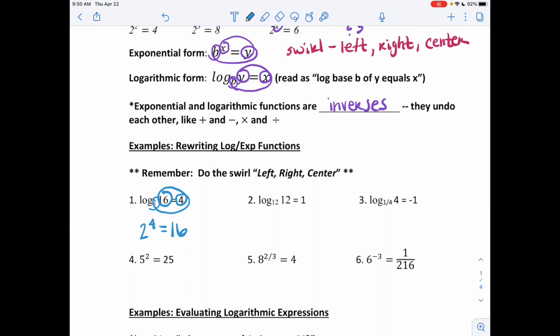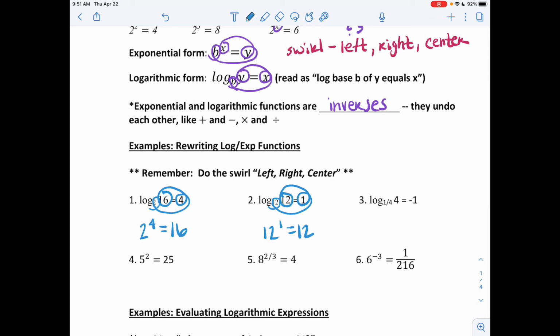Let's try another one. Log base 12 of 12 equals 1. Well, 12 to the first power is 12. Notice that these make sense. 2 to the fourth power is 16. 12 to the first power is 12. So you can always check and make sure that you're doing it right by thinking about the exponential form, which you're already familiar with.